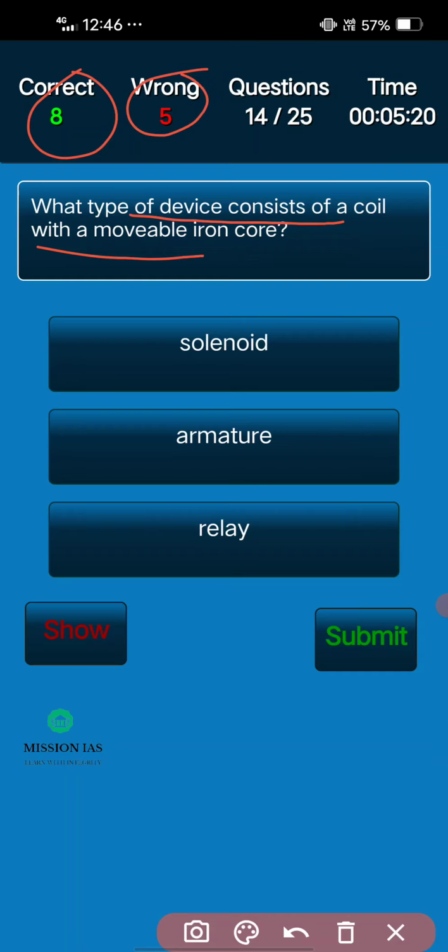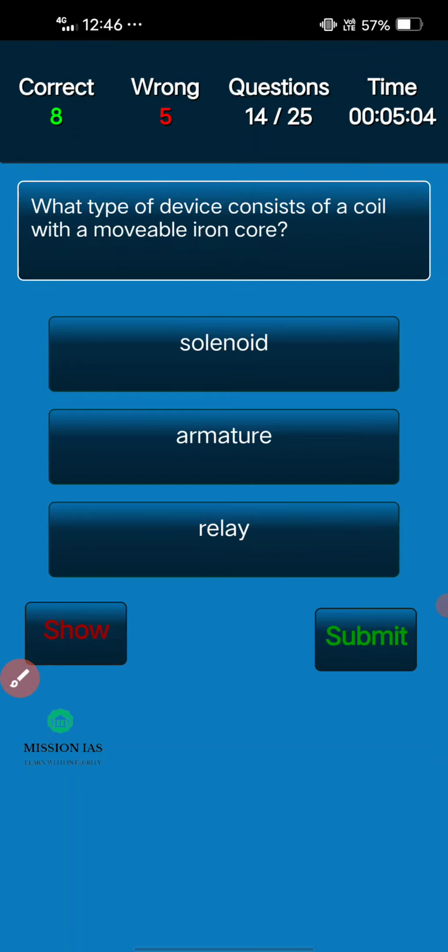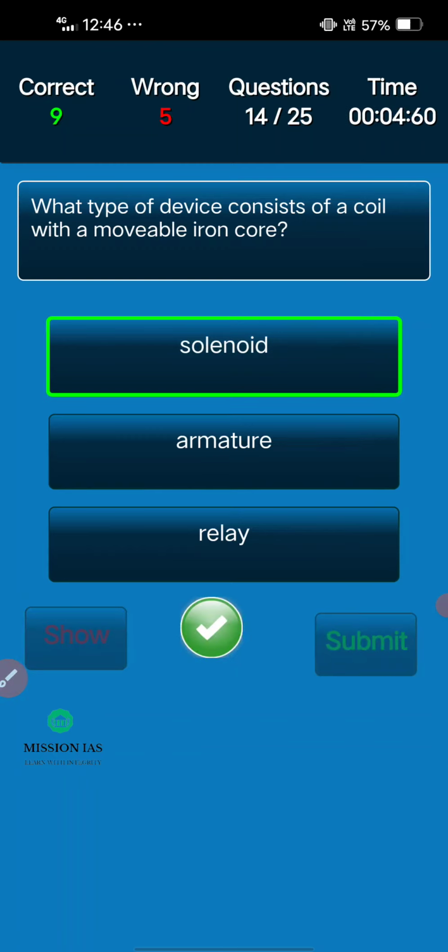Okay, what type of device consists of a coil with a movable iron core, whether it is an armature, relay or solenoid? So it is, yes, solenoid.